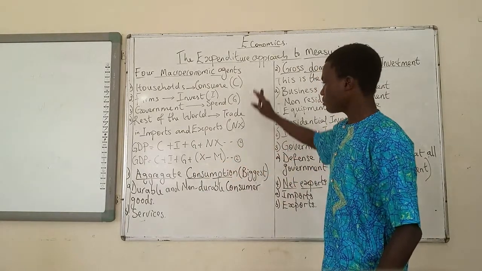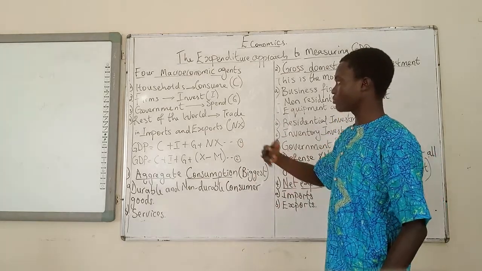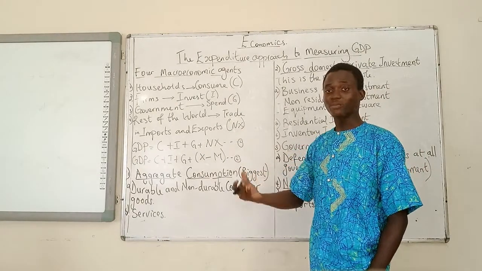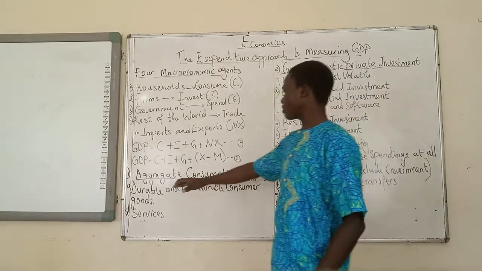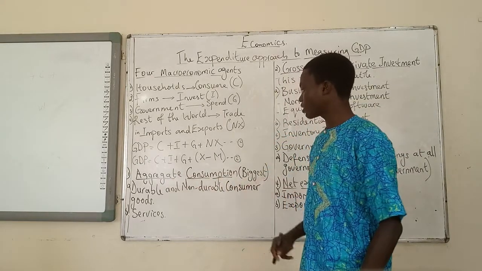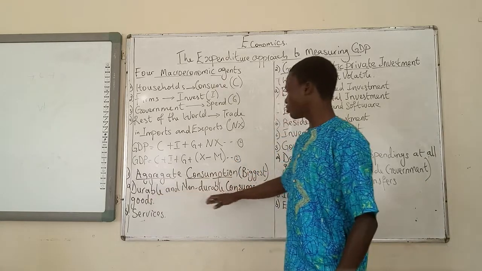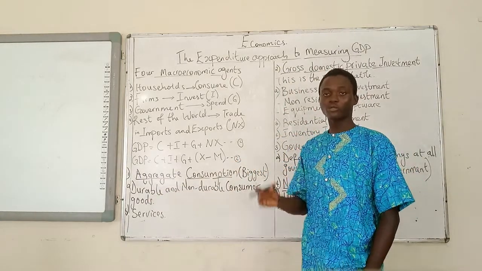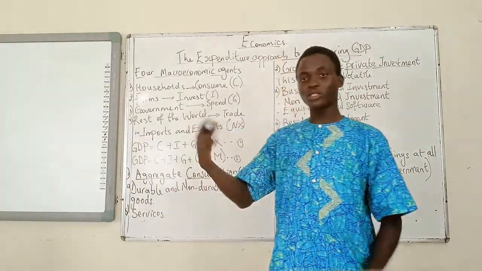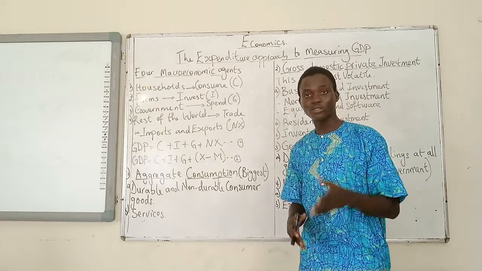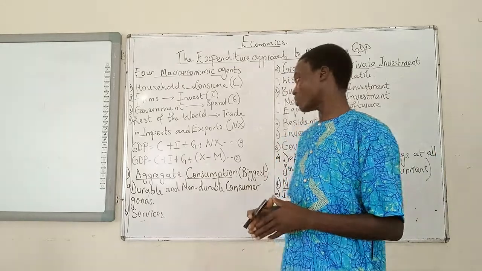All right. From there, we go into the elements of the components of GDP when we use the expenditure approach. Let's talk about aggregate consumption, which is the biggest component of the GDP. Households spend on durable and non-durable consumer goods. Durable goods are goods that are used over time. They are not used up at once, so we use them continuously. We have refrigerators, freezers, air conditioners, television sets, and so on.